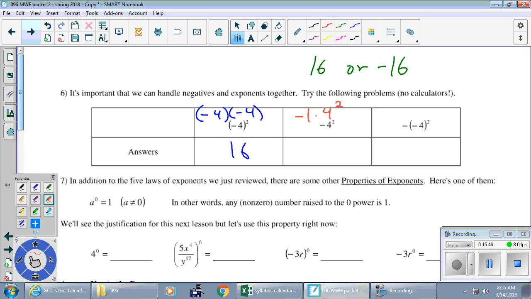And I've got multiplication and exponents, order of operations. Remember PEMDAS? What are we doing first, multiplication or exponent? We're doing the exponent first. That's the E from PEMDAS. Multiplication comes after all the exponents are done. So this is really -1 times, and how much is 4 squared? That's 16. And how much is -1 times 16? It's -16.